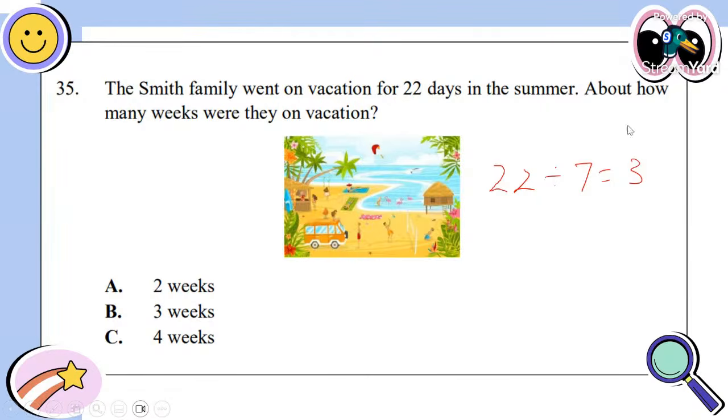Since the question says about how many weeks, it is like an estimate. All right. So 22 divided by 7 would be 3 weeks and 1 day, and that answer is closest to B, saying 3 weeks. Wow. Good job, guys. I'm proud of you the way you're putting out so much effort here. And I love explanations.